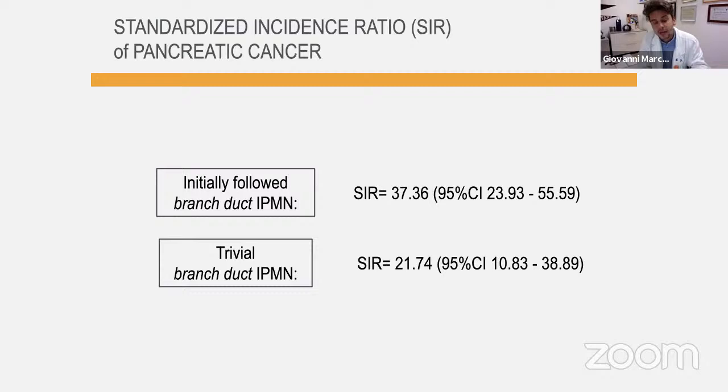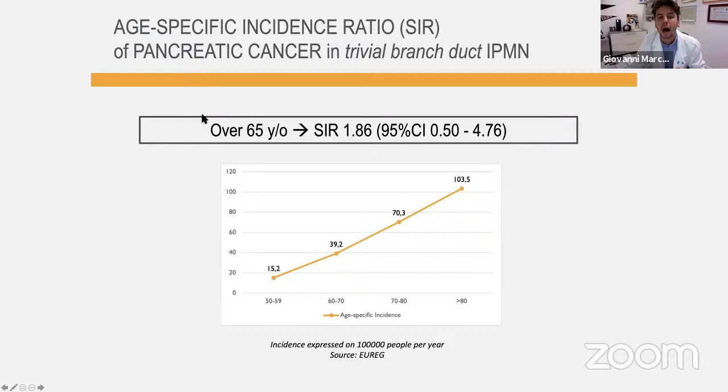However, if we acknowledge that the risk of having a cancer depends on age, then also the general population will have a higher risk as it gets older. And if we consider the trivial only in those above 65 years of age, then the trivial population you see here is not at higher risk than the general population, because the risk of having cancer increases just because the pancreas is there. So only in individuals above the threshold of 65 years old, they could represent a target for follow-up discontinuation.